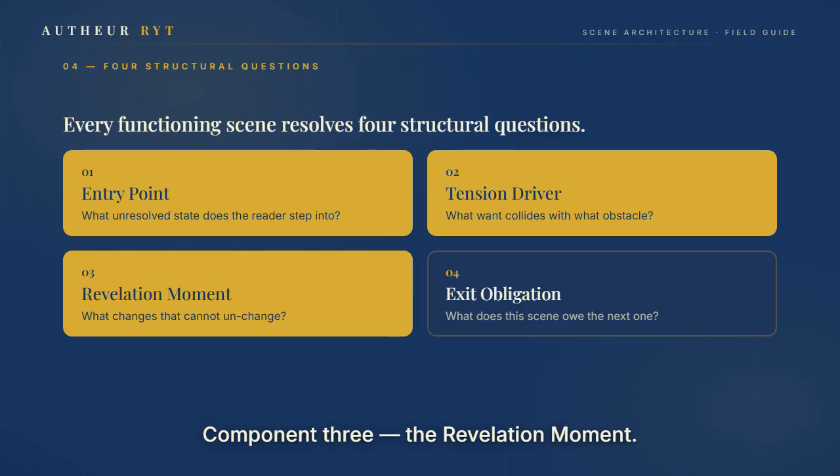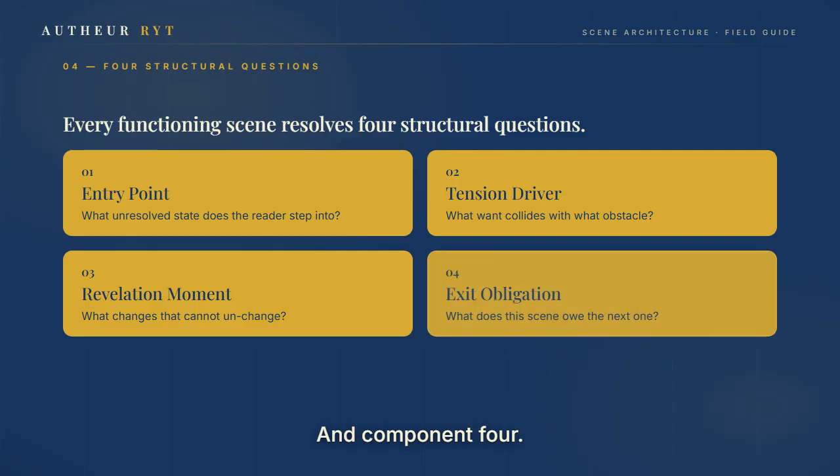Component 3, the revelation moment. The question: what changes that cannot unchange? Something must shift. A fact surfaces. A relationship turns. A decision becomes irreversible. When it is missing, the scene is filler. The reader finishes in exactly the position they started, and they feel it.